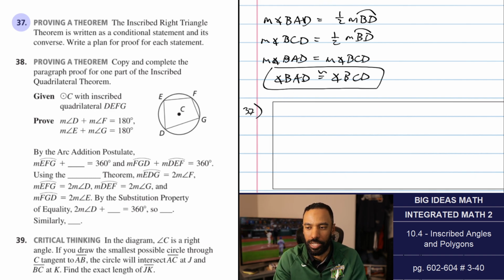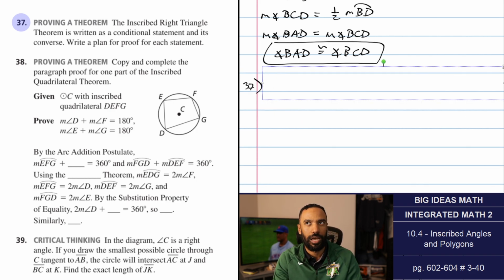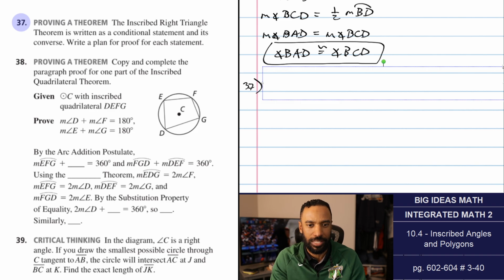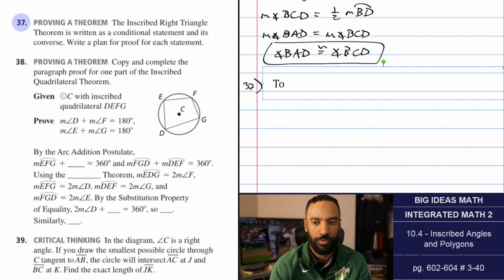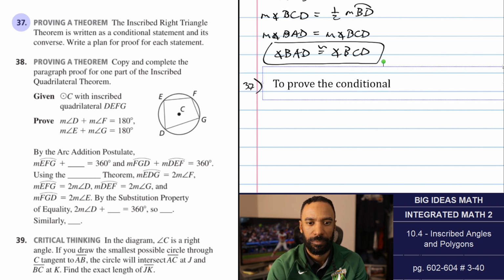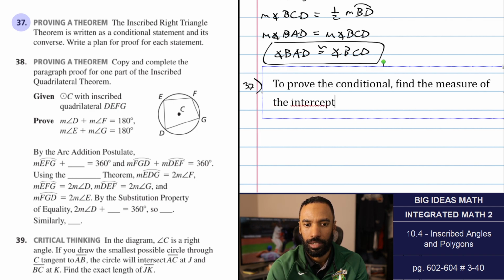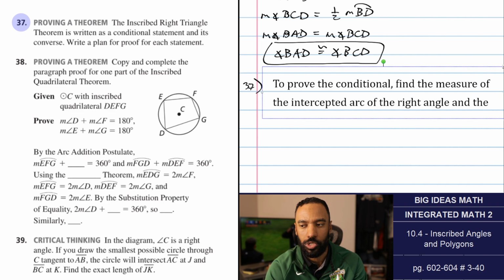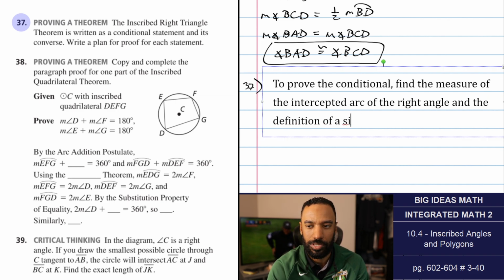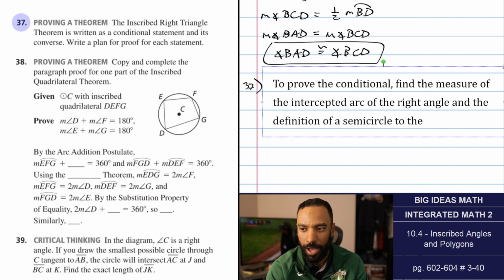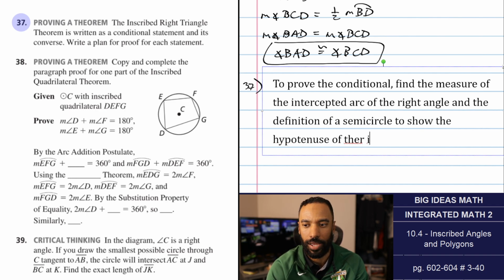remember, the original conditional is: if you have a right triangle, then the hypotenuse is the diameter. To prove the original, we're going to find the measure of the intercepted arc of the right angle. That will be double the measure of the right angle, 90, and the definition of a semicircle. So that's the whole thing, right? We're not proving, we're doing a plan for proof: to show the hypotenuse of the right triangle must be the diameter of the circle.